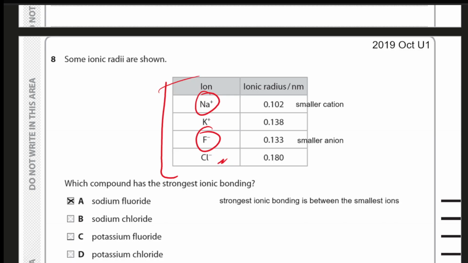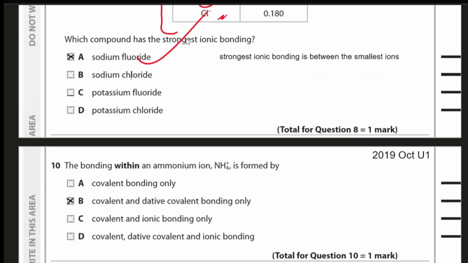The logic is pretty simple. If the ionic radius is small, the force of attraction between the ions will be the strongest. So the ionic bonding will also be the strongest. So A is the correct answer.